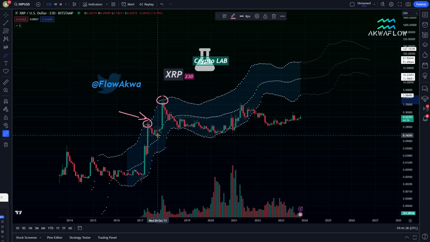This leads me to my first statement. If you are really bullish about XRP, keep in mind that if XRP ever touches the top of the band, you can sell everything.